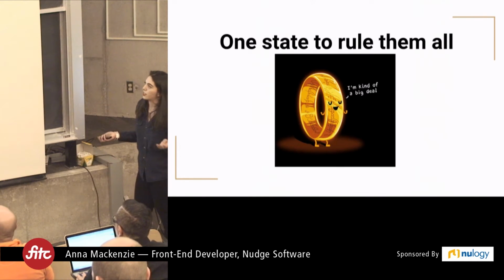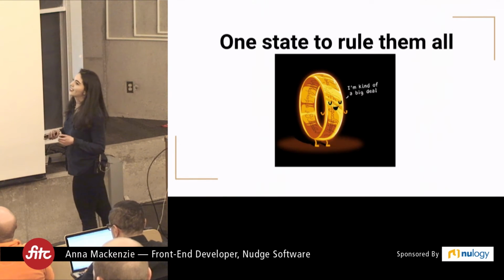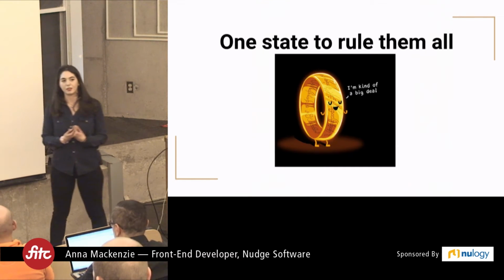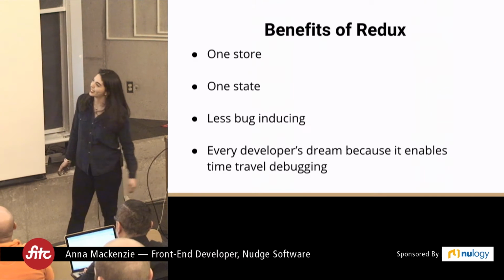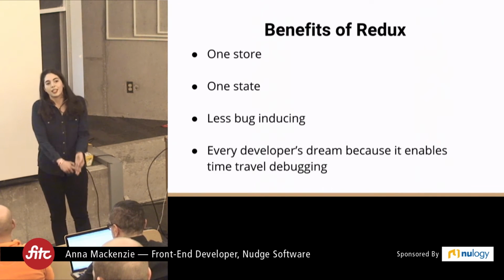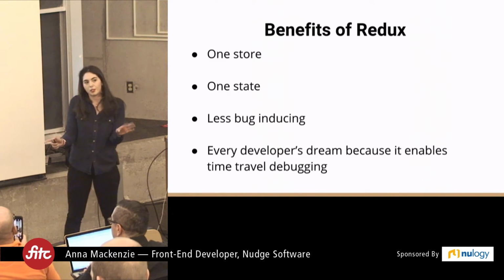So Redux is a state container. It's basically one state to rule them all. And that makes things really great for a problem that we have in our app, because it means we can track exactly where things are coming from. So this is why we want it. It's one store, it's one state, it's less bug inducing, and it enables every developer's dream, time travel debugging.